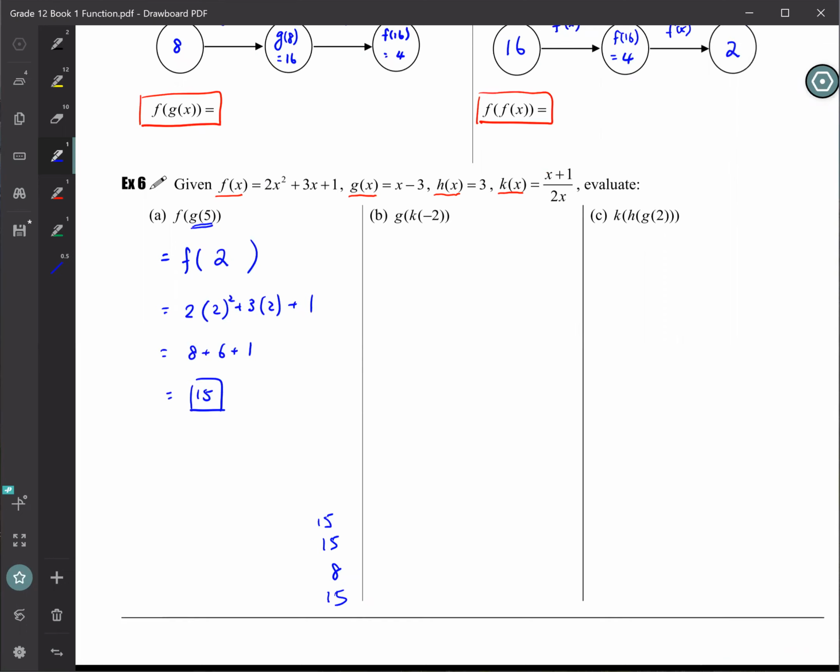Catherine, which question are you working on? Second one? How about C? Have you got C yet? Not yet, okay. Did you get question A correct? Yeah. Okay. So finish question B and tell me your answer, okay, Catherine?